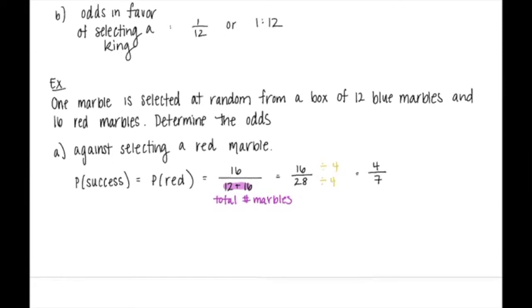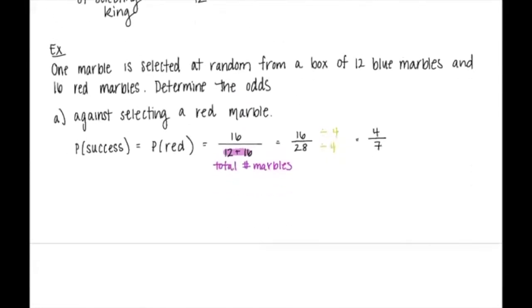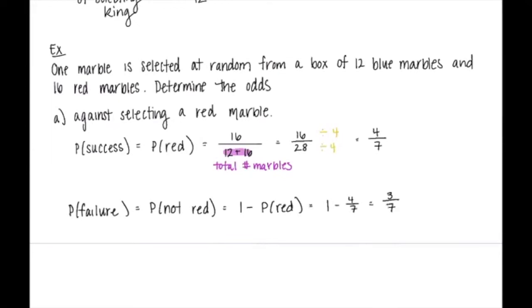Okay. Our failure is going to be the probability that the event fails to occur. So we fail to get a red marble. Couldn't think of the word there for a minute. So the probability of failure is the probability of not getting a red marble, which is 1 minus the probability we get a red marble, because you get a red or you don't. So it's 1 minus 4/7, which would be 3 out of 7 when you simplify it.